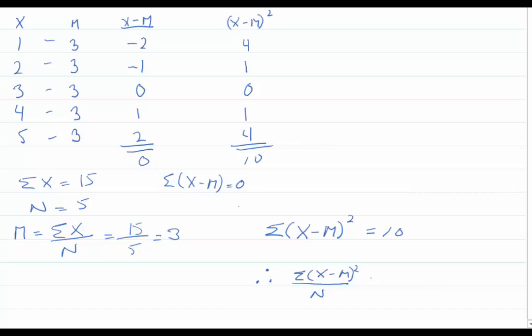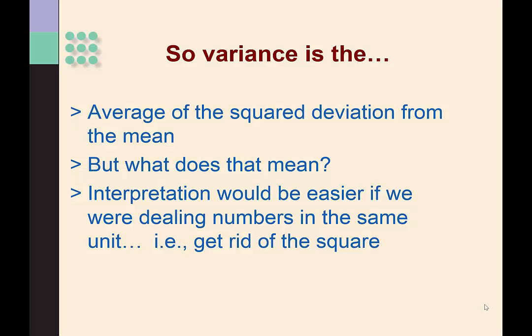Using our simple numeric example, we've already calculated the sum of squared deviations from the mean is 10. Then we're going to divide that by n, which is 5, which equals 2. So variance equals 2. So variance is the average squared deviation from the mean. That's not only a mouthful to say, it's also quite difficult to interpret, because our measure of variance has been transformed into squared units. It would be a whole lot easier if our measure of variance was in the same units as our original data set.